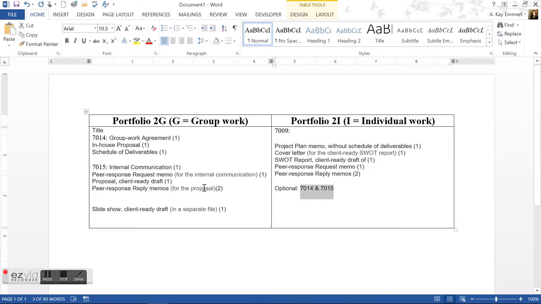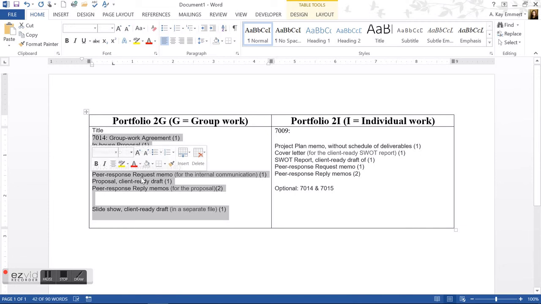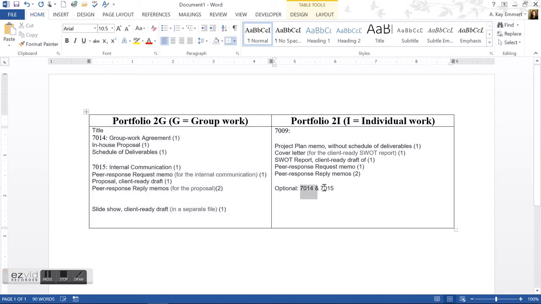You should work first on revising the group version because this Portfolio 2G is still 20% of your grade. So you will be evaluated still based off of this group ability to revise. However, you can also get some extra points if you revise 7014 and 15 a second time individually, and that's what you would put here.